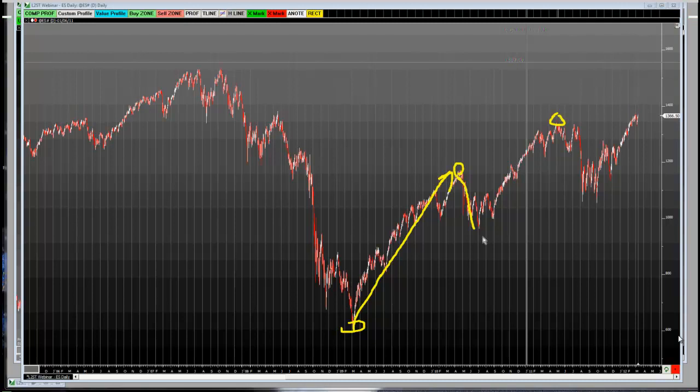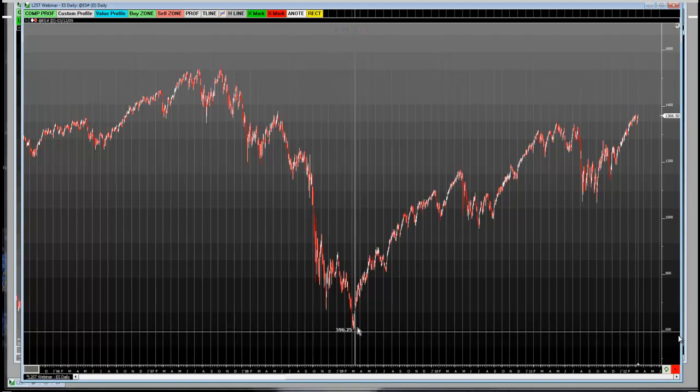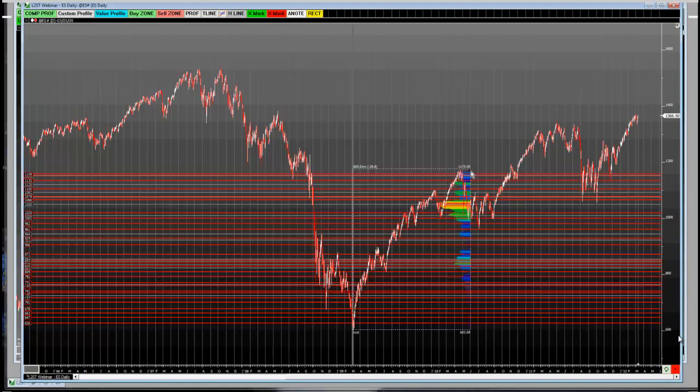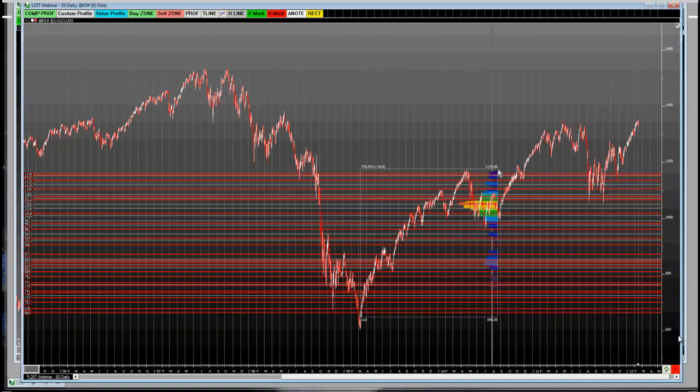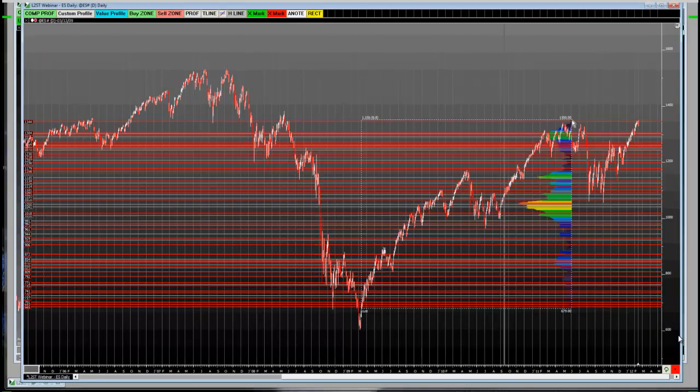This is building in real time, so the market will keep building, and the profile will automatically, if you set it up the right way, and this is the way that I set it up, take from this low to high. As the market builds from one day to the next, it will keep moving across from that low.